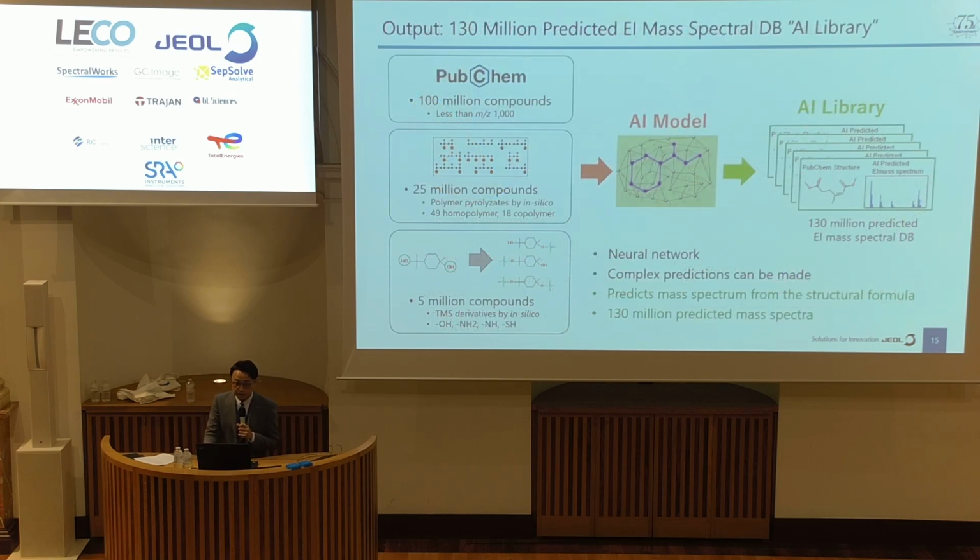Okay, after making our AI model, we prepared 130 million compound structures, and actually 100 million compounds come from PubChem, and we made 25 million compounds for the polymer pyrolysate by ourselves in silico, and also we made 5 million TMS compounds by ourselves for the metabolomics analysis. Then we inputted these compounds into our AI model. Then we got the predicted EI mass spectrum. Then we made the AI library for database searching.